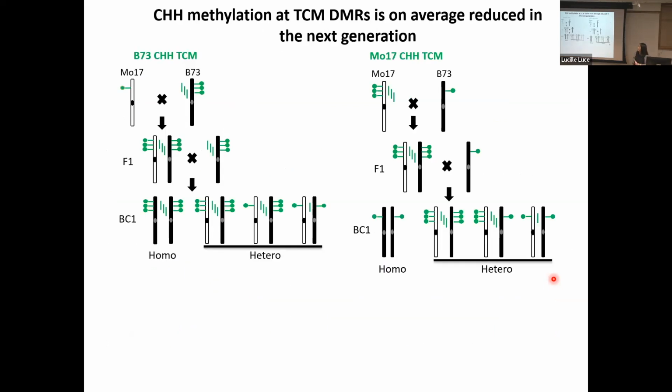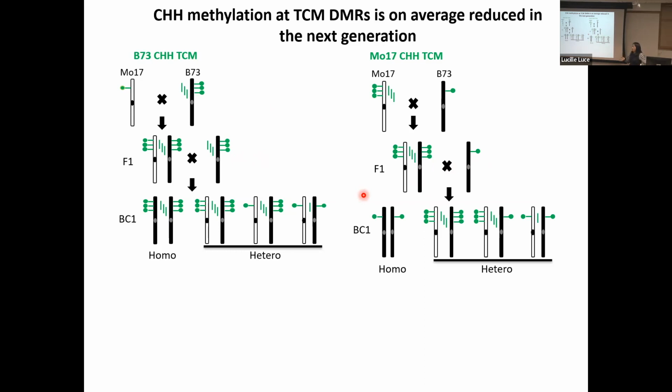Next, we also wanted to ask whether this triggered methylation can be maintained in the next generations. So we backcrossed our F1 to one of the parents, and then we sequenced the whole-genome methylation level, and checked, at those regions where methylation was gained in F1, what the methylation pattern looks like in the backcross BC1 individuals. We also have CG and CHG data, but here I just show CHH.